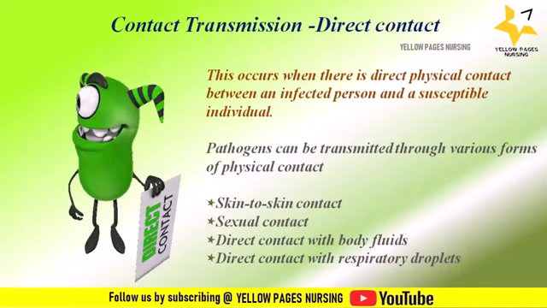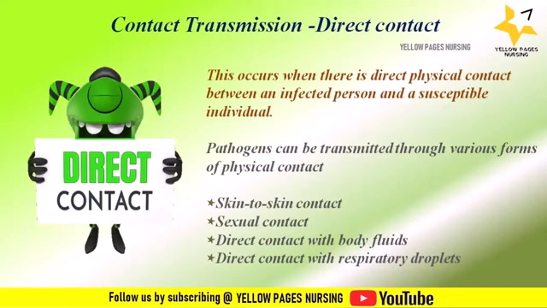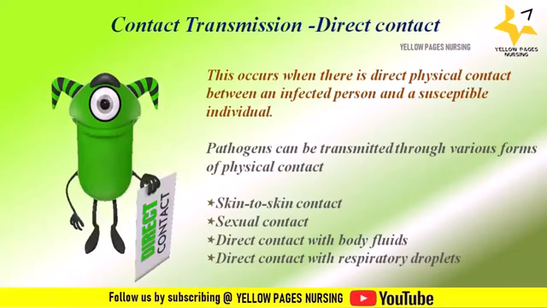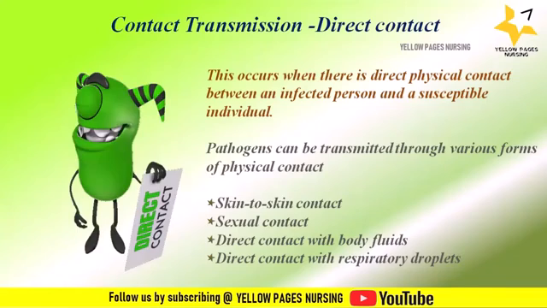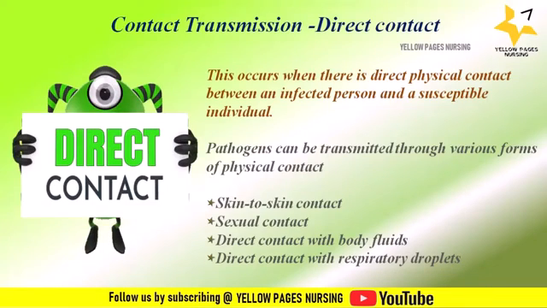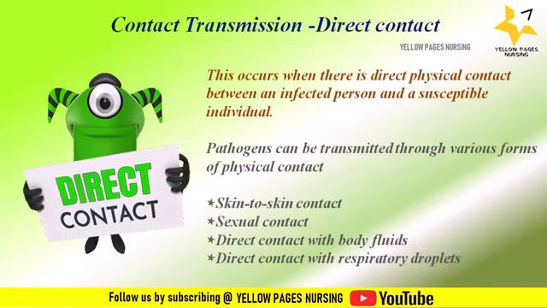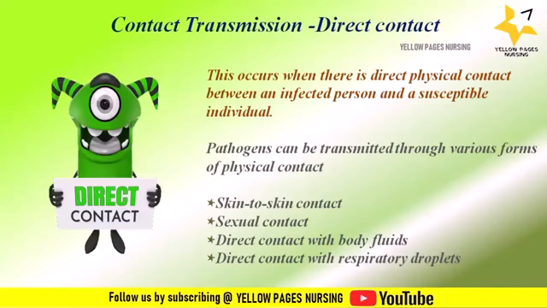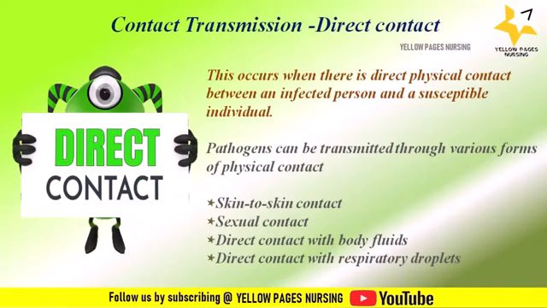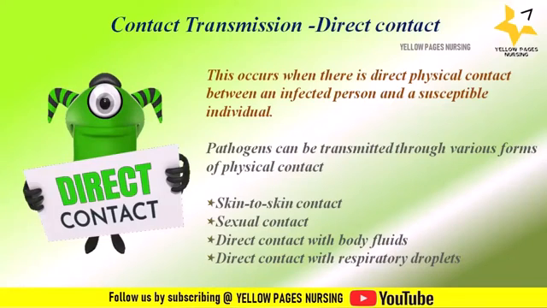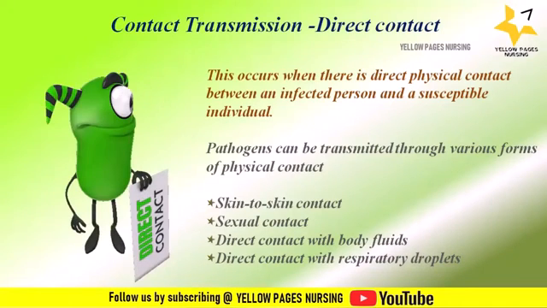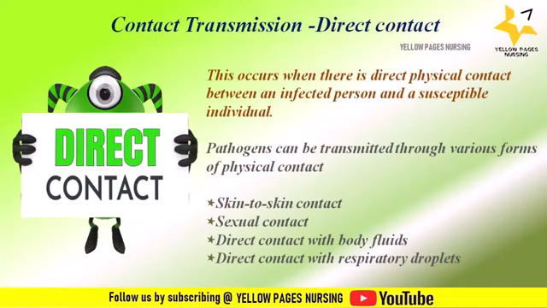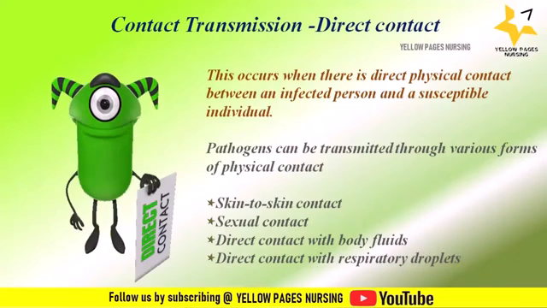Direct contact with body fluids: pathogens can be transmitted through direct contact with infected body fluids such as blood, saliva, urine, semen, vaginal secretions, or breast milk. This can occur through activities like sharing needles or syringes, breastfeeding, or exposure to contaminated blood or other body fluids. Direct contact with respiratory droplets. When an infected person coughs, sneezes, or talks, respiratory droplets containing pathogens can be directly transmitted to a susceptible individual who is in close proximity.